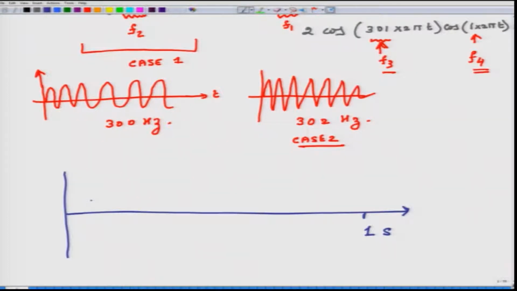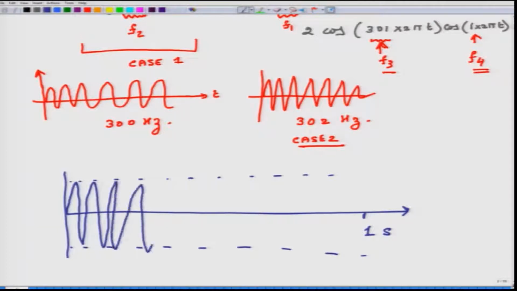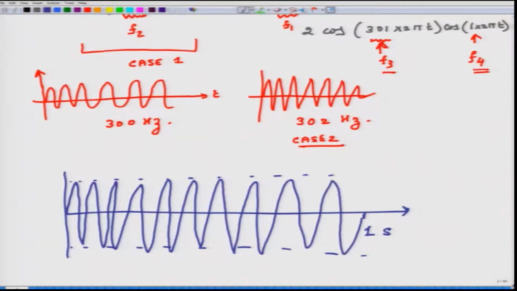So, if I just plot F3, how many times will it go up and down? Its frequency is 301. Now, I will not be able to draw 301 times, but it is a large number of times. So, this is a cosine, let us call this 2 cosine 301 times 2 t. Okay?